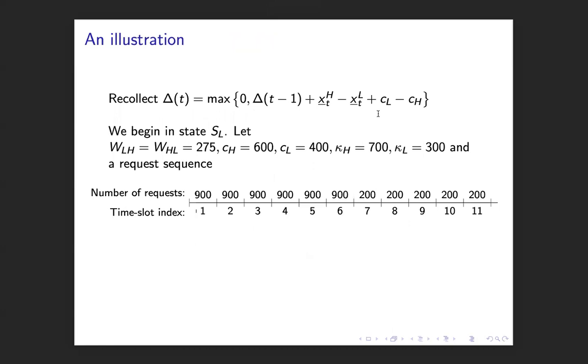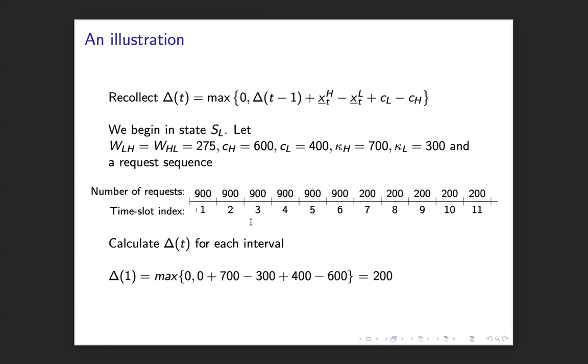I'll illustrate this through an example. Consider delta t to be the following. We start off in state L. We consider these numbers as the parameters that we are dealing with, and we model the request arrival sequence as follows. Now we have to calculate delta t for each interval from 1 all the way to 11, and this happens in succession.